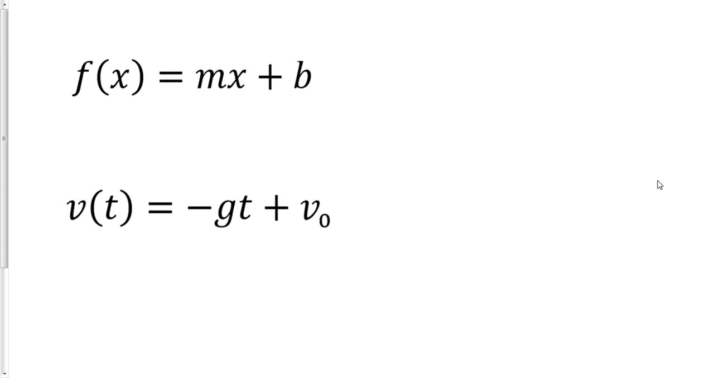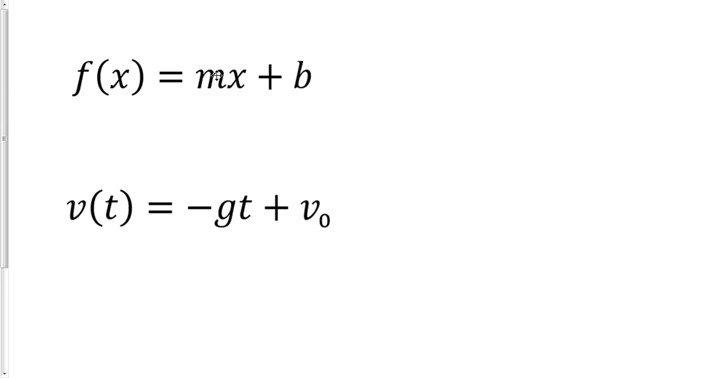All right, so now we're going to talk about an application for linear functions. One of the applications of a linear function is for a projectile and the velocity of a projectile. So what we have here, this is the general form. This is actually the slope-intercept form of a linear function. So this is the equation of a line solved for y, and we replace y with f of x.